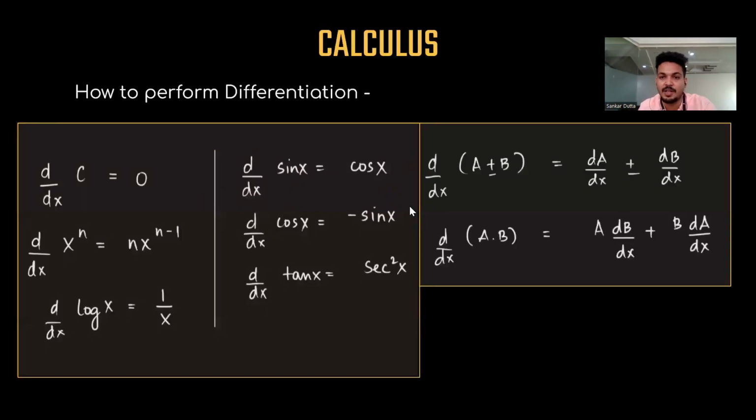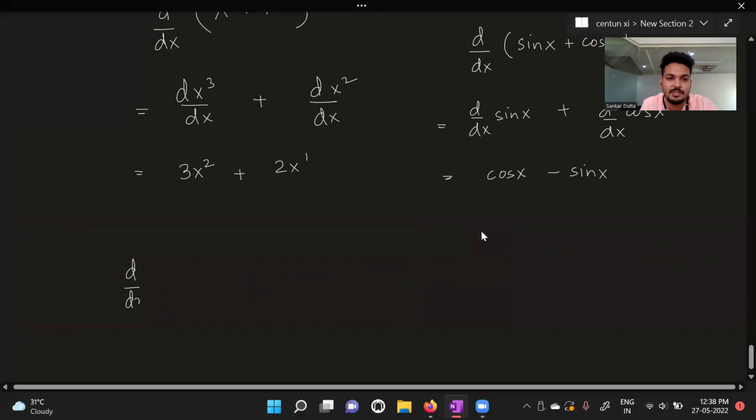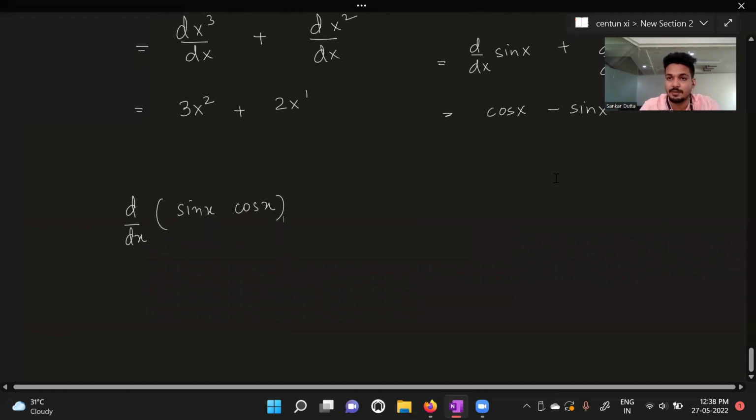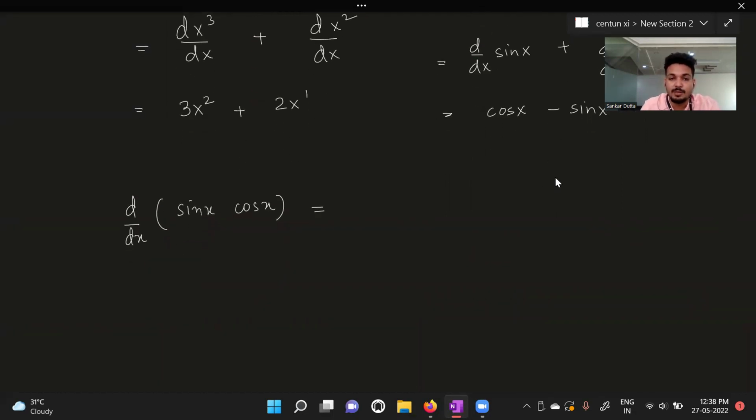Let's move on to the next one. What if two things are multiplied? For example, if you have to find the differentiation of, let's say, sin x multiplied by cos x, how would you do that? The answer is simple. The formula for this is, first you leave sin x as it is and multiply by the differentiation of cos x, and then you leave cos x as it is and differentiate sin x.